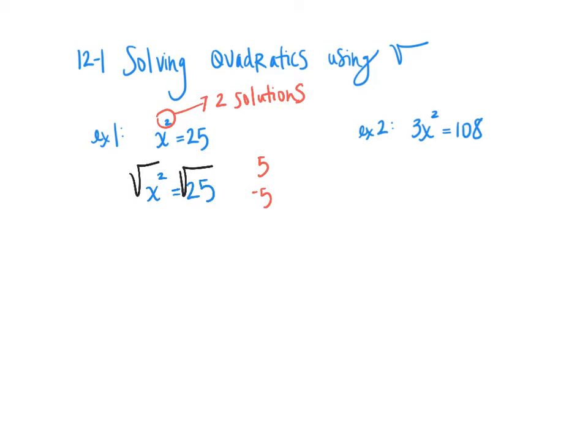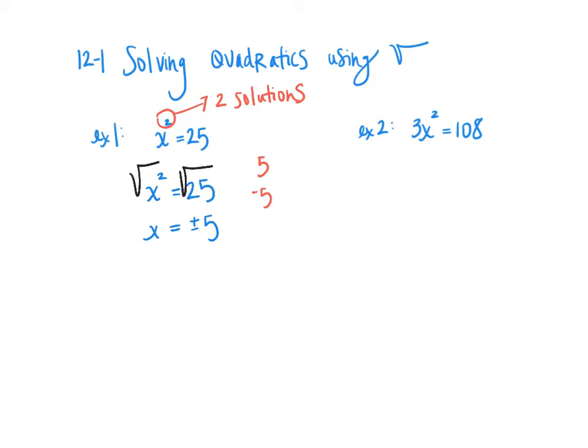And then we would say x on the left because the square root of x squared is x. And then when we take the square root of 25, yes, it's 5, but it also could be negative 5, because a negative 5 times a negative 5, that's a pair, is going to be positive 25. So that's how you get your 2 solutions. Now let's look at example 2.